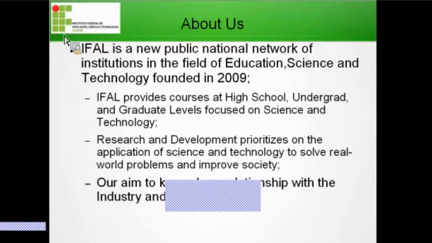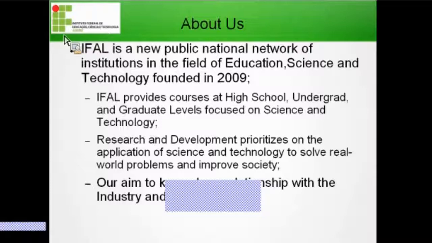We do research and development, mostly engaged in applying technologies in society. So we're trying to improve society through science and technology by trying to get practical problems solved.